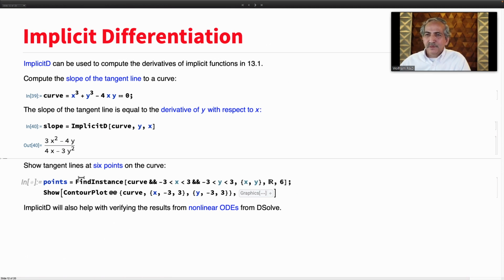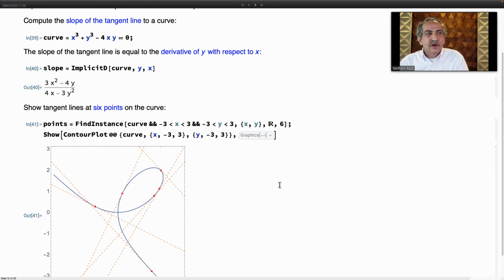Then you can pick a few points over here, like I've done, plot them with the slope, and what you see over there is this beautiful picture of a curve with 6 of its tangent lines. And I should mention that this will also be useful for checking solutions from DSolve, which is always a problem for us when they are implicit solutions. So ImplicitD is a new function in 13.1, very useful for what we'd call in this country calculus 1. But then if you do calculus 1, you might want to go on to more calculus.